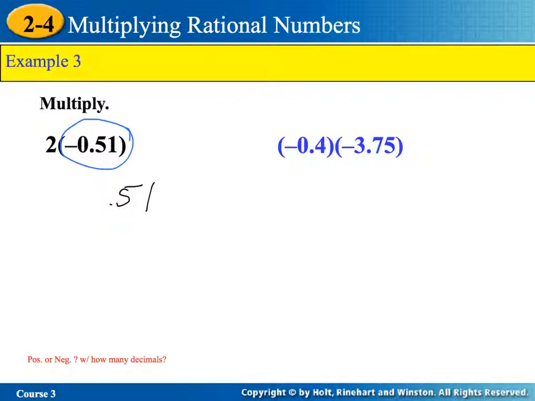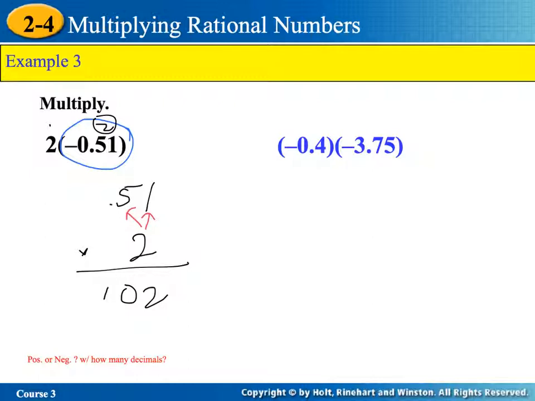And I'm going to multiply that by 2, because 0.51 has more digits. It has 2 digits versus 1 digit. So I put 0.51 on top. Now, I multiply just like I would. I take 2 times 1, which is 2. Then I take 2 times 5, which is 10.